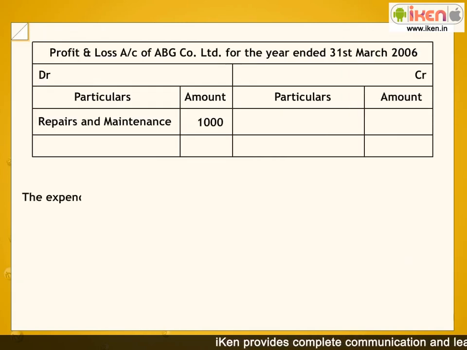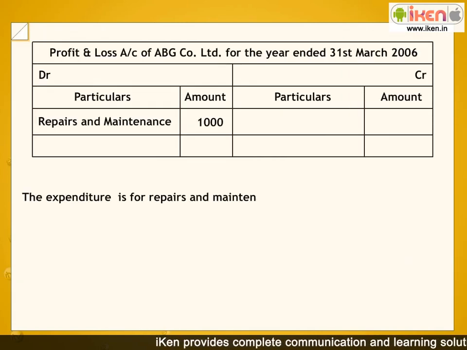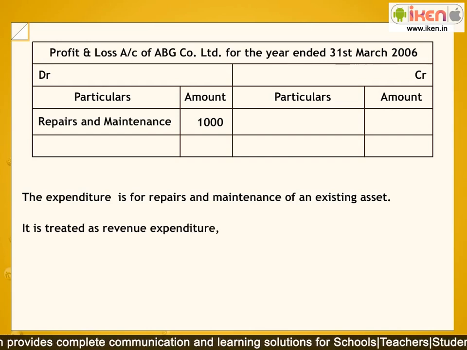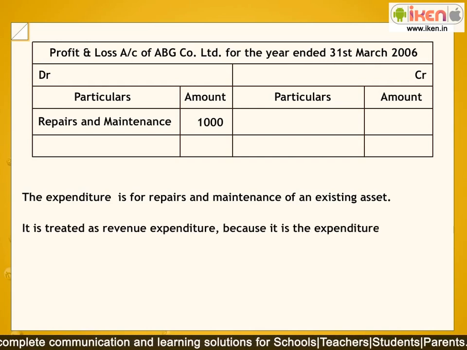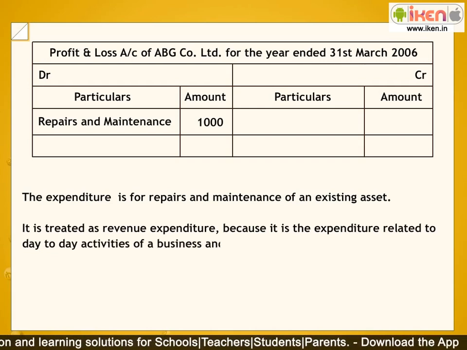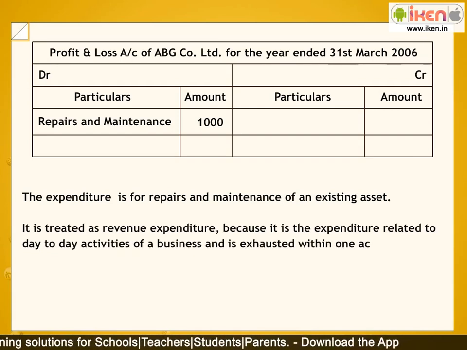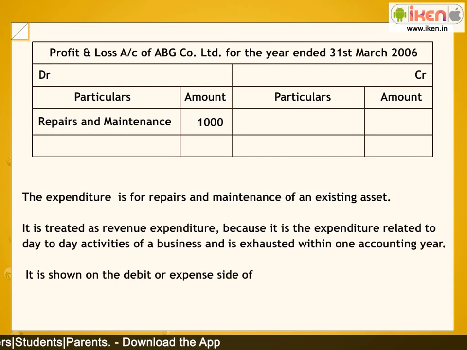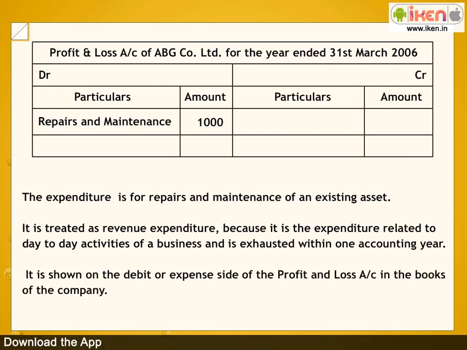The expenditure is for repairs and maintenance of an existing asset. It is treated as revenue expenditure because it is the expenditure related to day-to-day activities of a business and is exhausted within one accounting year. It is shown on the debit or expense side of the profit and loss account in the books of the company.